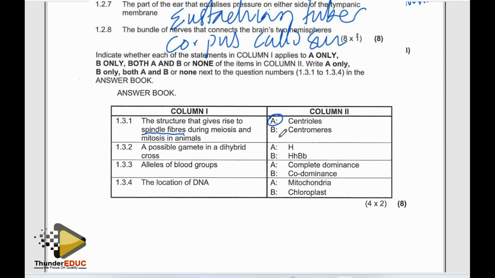So the answer is not A. The answer is A only. We want the word only. Then they're saying the possible gamete in the dihybrid cross. When you talk about this, guys, please do not do that, because it's a dihybrid. So you need to have many what? Many gametes. So in this case, it looks like a gamete.